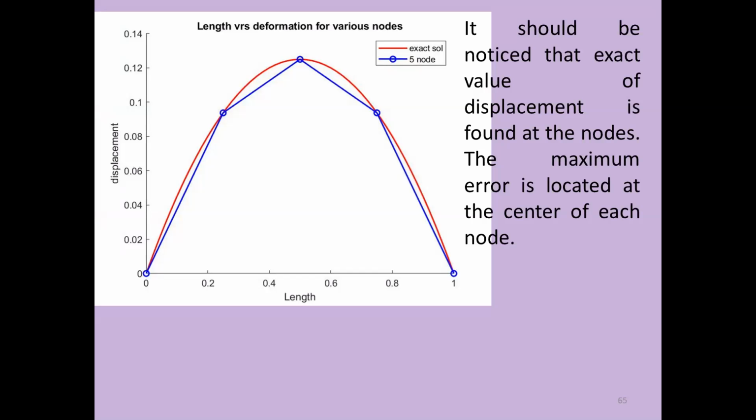It should be noticed that the exact value of displacement is found at the nodes. The maximum error is located at the center between nodes. You take 2 adjacent nodes, and at a location in between these 2 nodes, that is the location where the 2 solutions are different to the maximum extent possible. So the error is maximum between the 2 nodes.